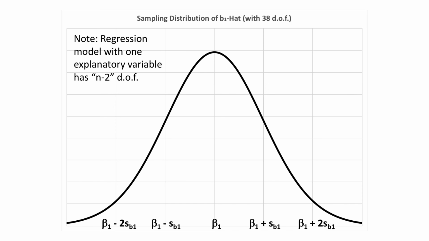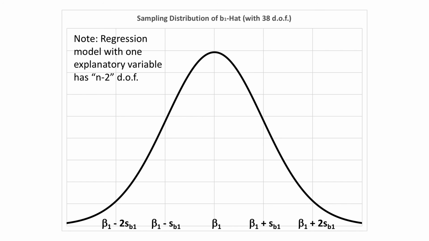Here's a picture of the sampling distribution of b subscript 1 hat. And we've got 38 degrees of freedom, because you might remember we started from a sample size of 40. But if you have a regression model with one explanatory variable, you end up with n minus 2 degrees of freedom. As I mentioned a moment ago, the shape of this t-distribution is symmetric, single-peaked, and bell-shaped. The center of the distribution is beta subscript 1, which is a true population parameter. Think about the spread of this distribution. If you start from the center, which is indicated by beta subscript 1, and you move to the right, you've moved over one standard error, and that's indicated as beta subscript 1 plus the standard error.